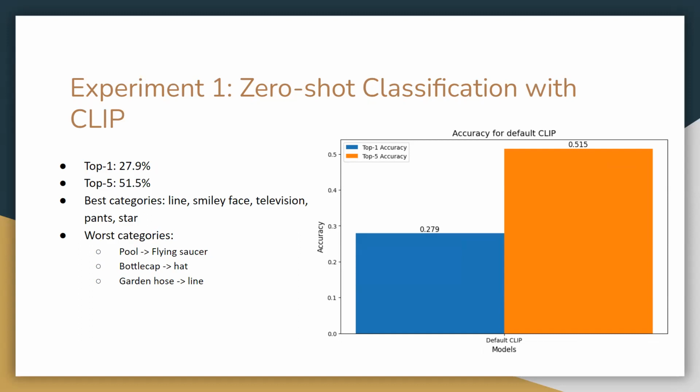However, it is to be noted that this accuracy is averaged over a wide range of values. For the categories that CLIP was good at recognizing, it predicted with nearly perfect scores. But for the categories that CLIP performed badly on, it got nothing right. For example, the best categories for CLIP were line, smiley face, television, pants, and star. Some of the worst categories were pool, bottle cap, and garden hose, for which CLIP got nothing right. In particular, the most popular wrong guess for pool was flying saucer, for bottle cap was hat, and for garden hose was line.